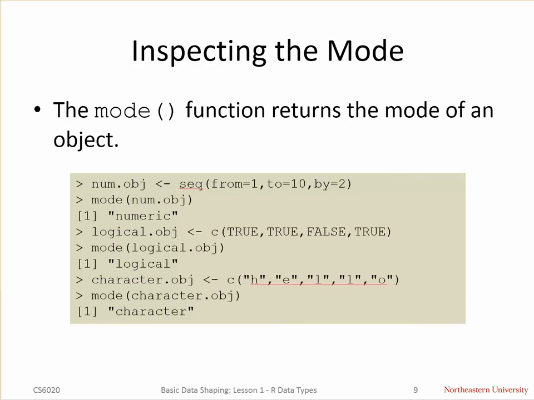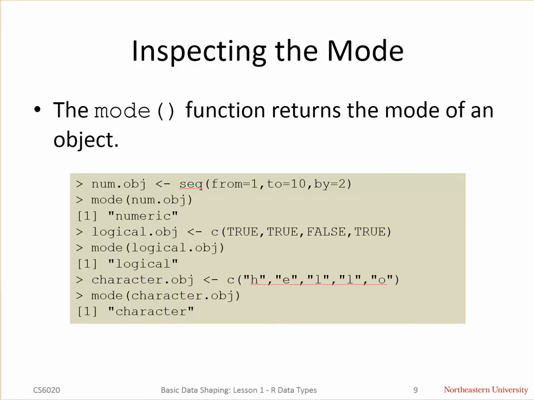So we use mode(num.obj) and we get back numeric, because the different elements of that sequence, of that vector, are numeric objects. Here's a different example. We have an object called logical.obj and we assign to it the vector TRUE, TRUE, FALSE, TRUE using the concatenate function c. If we now inspect the mode of that object, of course you get back logical, as you would expect. And here's a final example. character.obj is assigned the sequence of characters H, E, L, L, and O individually, and we inspect the mode with mode(character.obj) and we get back character.